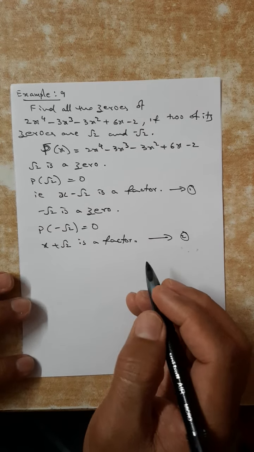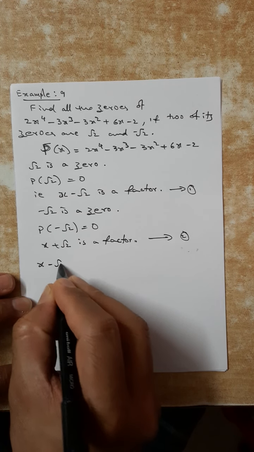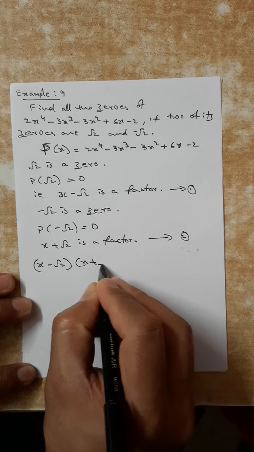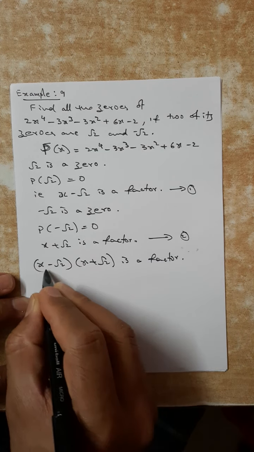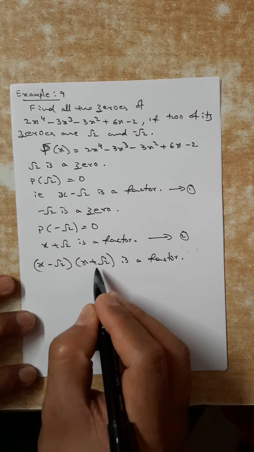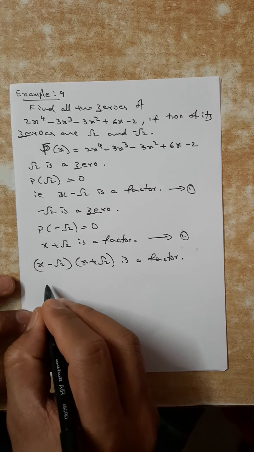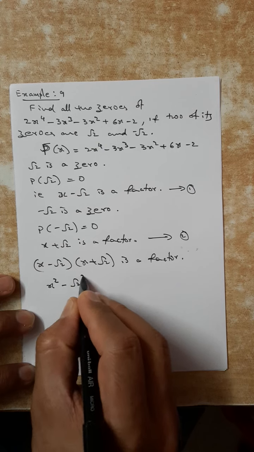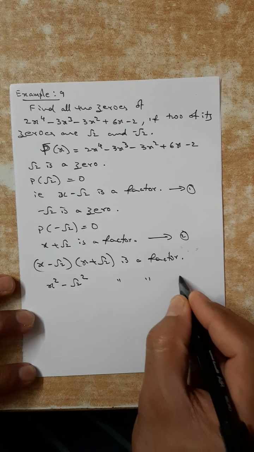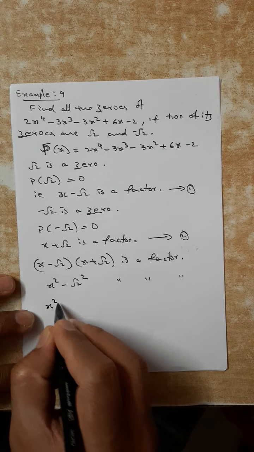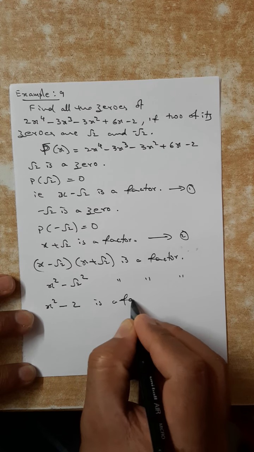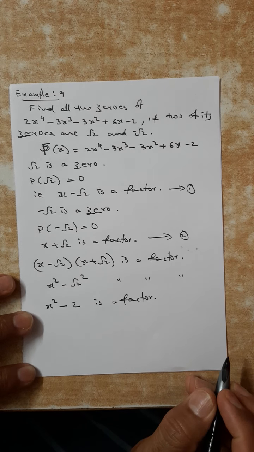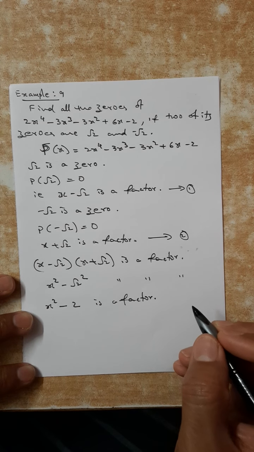From these 1 and 2, what can we say? X minus root 2 into x plus root 2 is a factor. That is a plus b into a minus b, or a minus b into a plus b. A plus b into a minus b is a square minus b square. So x square minus root 2 square is a factor. Here we can say x square minus 2 is a factor. That is the first part.